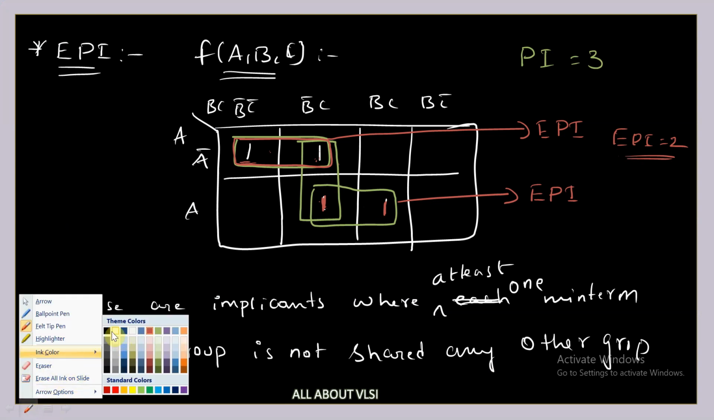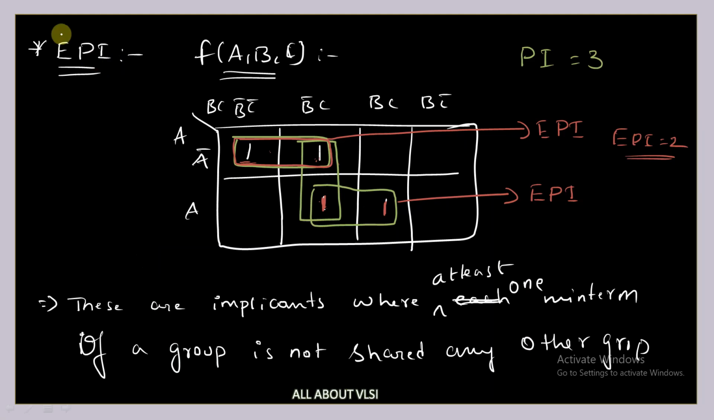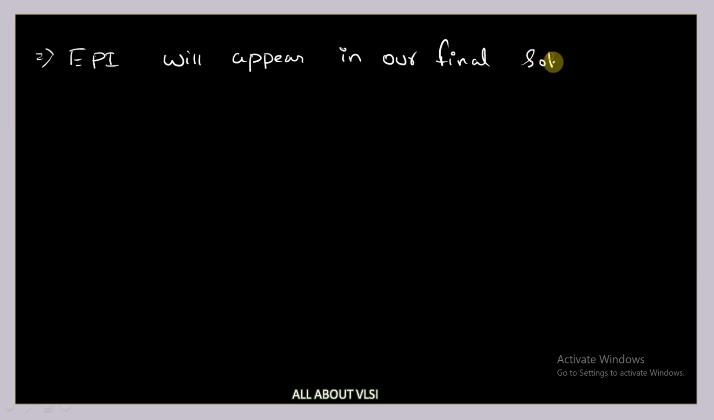So this is how we decide how many essential prime implicants are possible in our K-map. Why are we calculating essential prime implicants? Why is this very important? Because essential prime implicants will appear in our final solution. This is the most reduced solution. So essential prime implicants will always appear in our final solution.